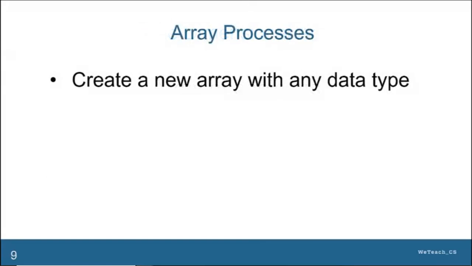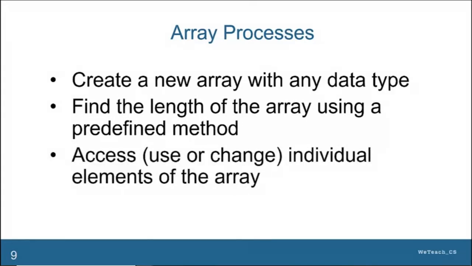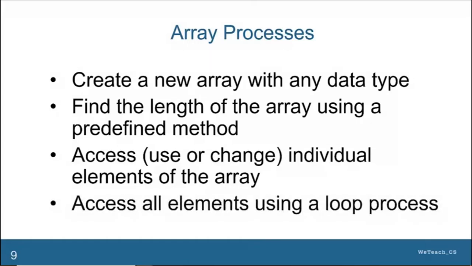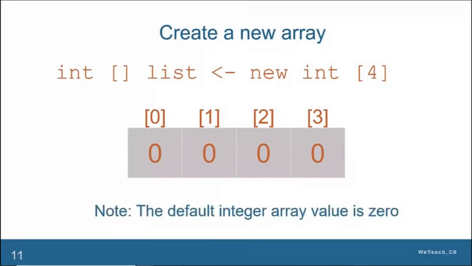You need to know how to process an array, specifically how to create one with the data type that you need, use a length method or process to check how many elements it contains, access individual elements, either to use them in a process or to change the element value, and then use a loop to access all of the elements in the array, either to output them or use them in a process of some kind. This example creates a new array of integers, initially empty, but the elements are filled by default with all zeros.